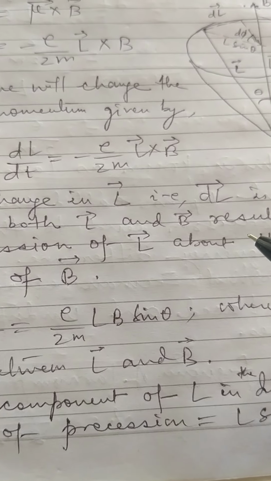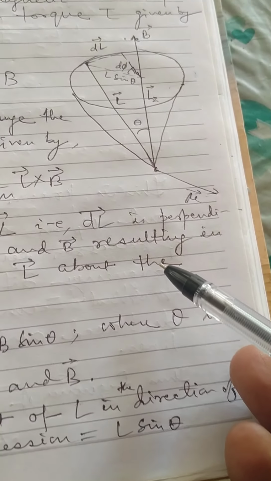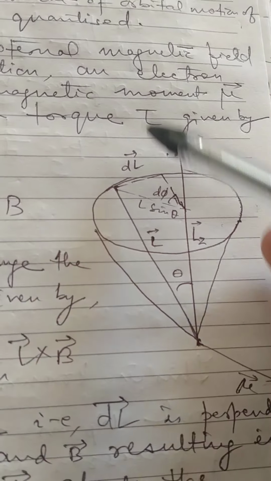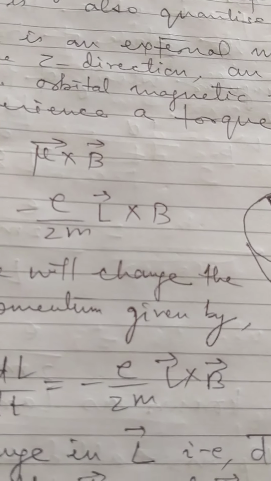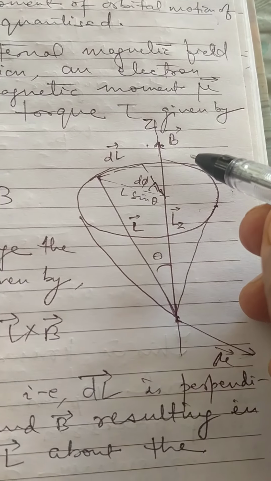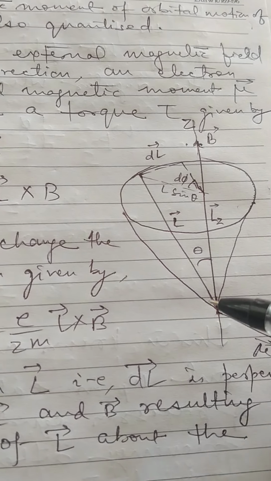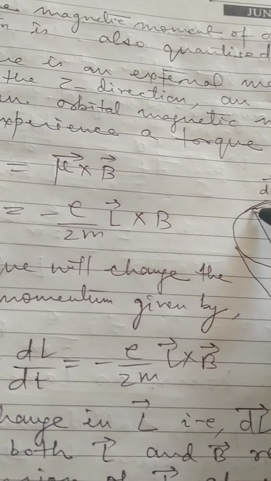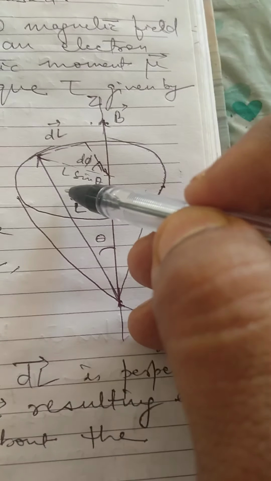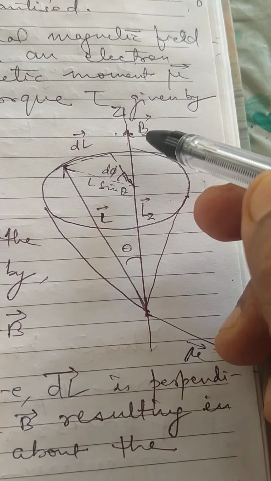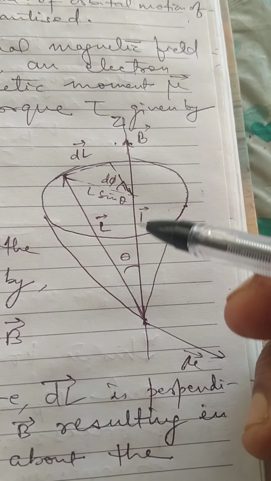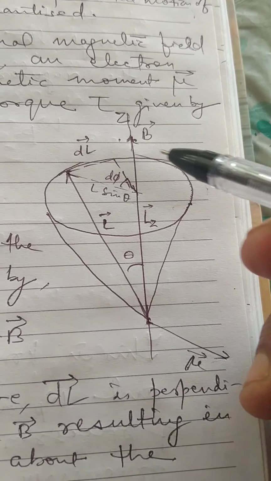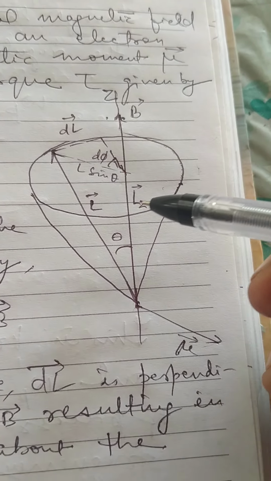As the change in L, that is dL, is perpendicular, in this figure we see the field B is applied in the direction of z. So if L is here, it is the angular momentum, then Lz will be in this direction. So between L and Lz there is an angle theta. Again we see that L sin theta, this is the plane, it is the plane of precession.